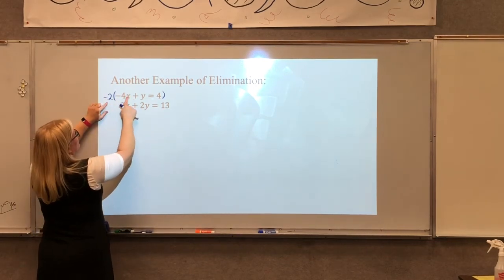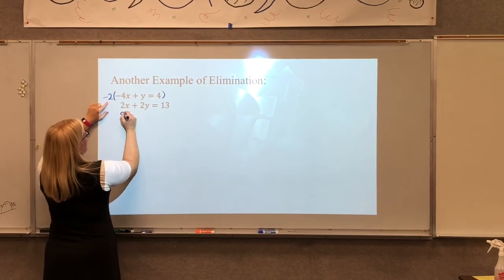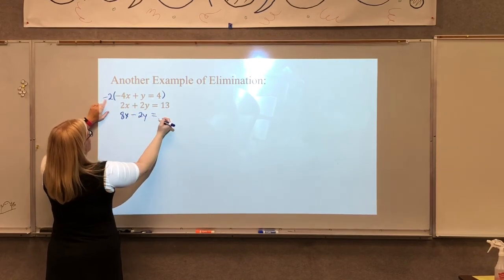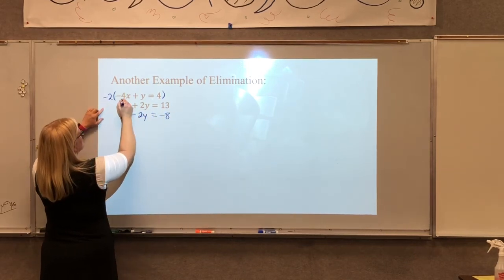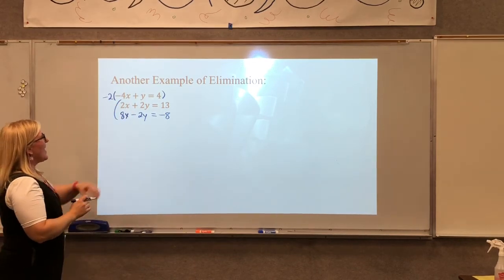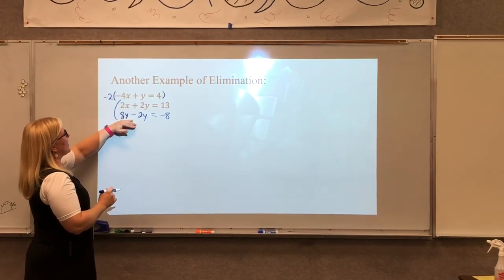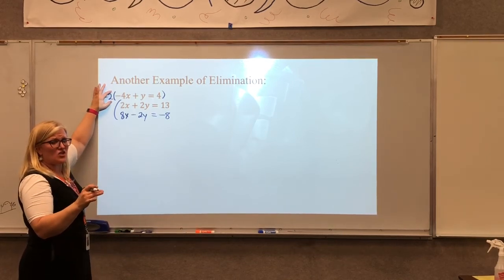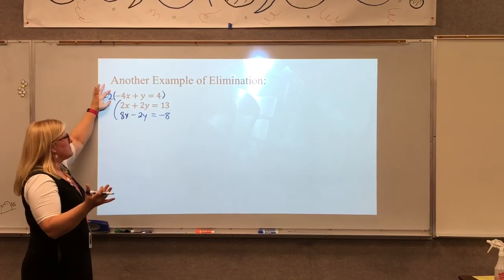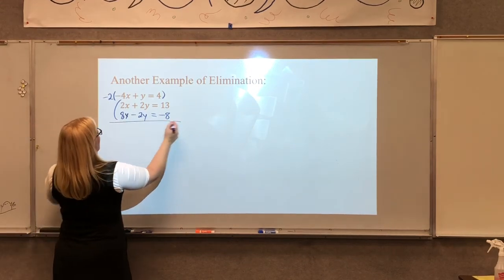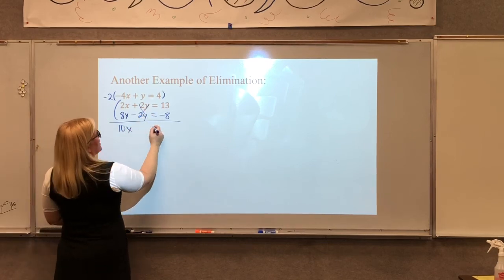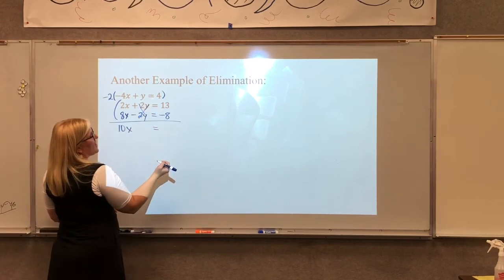So I'm going to rewrite this equation down here. So negative 2 times negative 4x is 8x. Then I have minus 2y equals negative 8. So now here's my new system. Okay, and this equation right here is the exact same equation as there. I just multiplied both sides by negative 2, so I didn't change it at all. All right, so now when I add them together, I get 10x. These drop out, equals 13 minus 8 is 5.